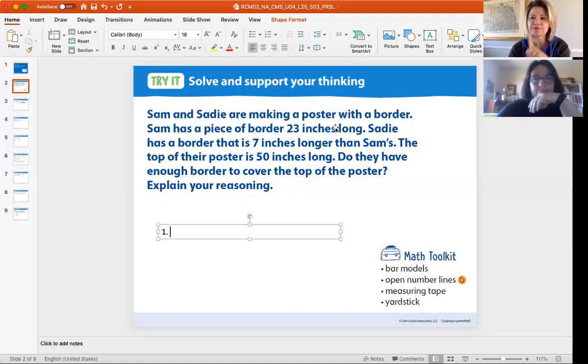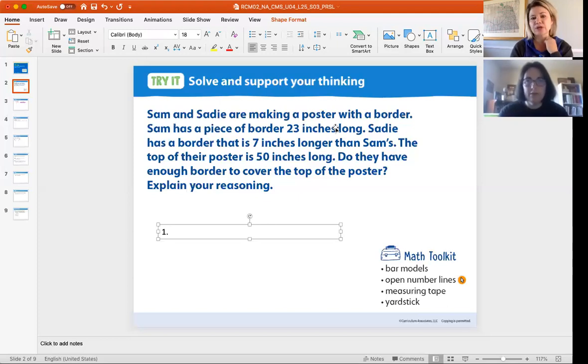So for our first step, remember, when Mrs. Kraft teaches two-step problems, I almost always tell you, you have to draw your 1 and your 2 so that you know you did both parts of the problem. So I put my number 1. Our first step is to figure out how much border Sadie has, right?